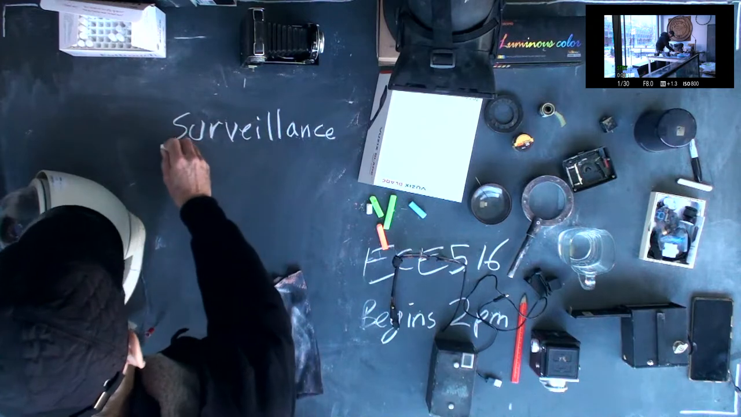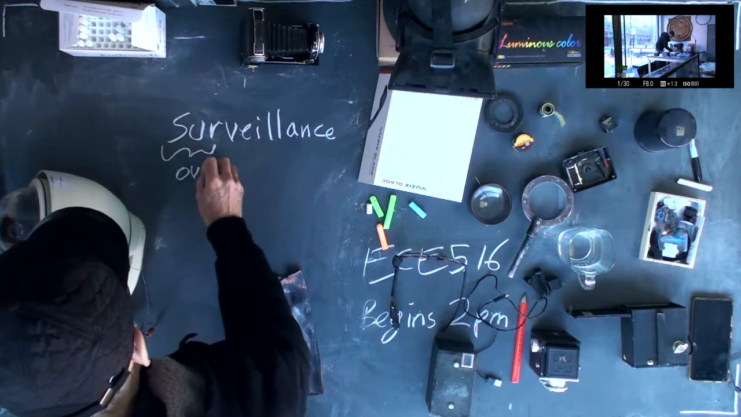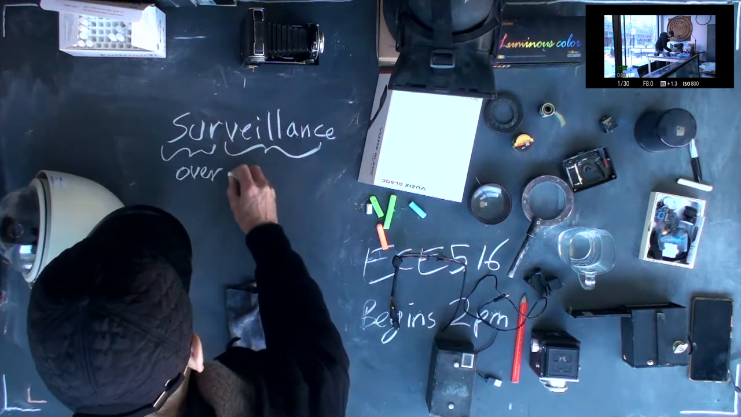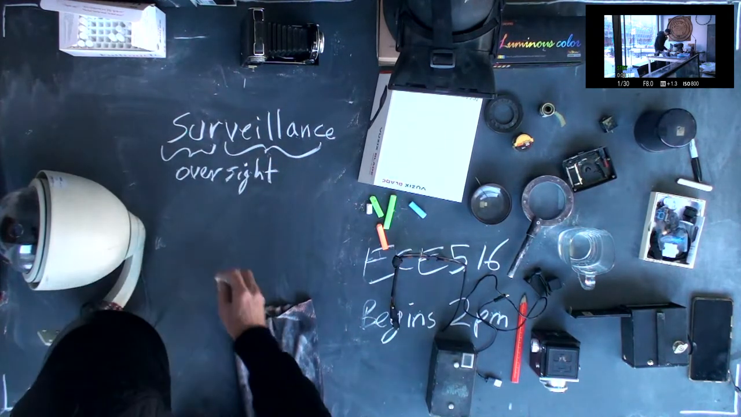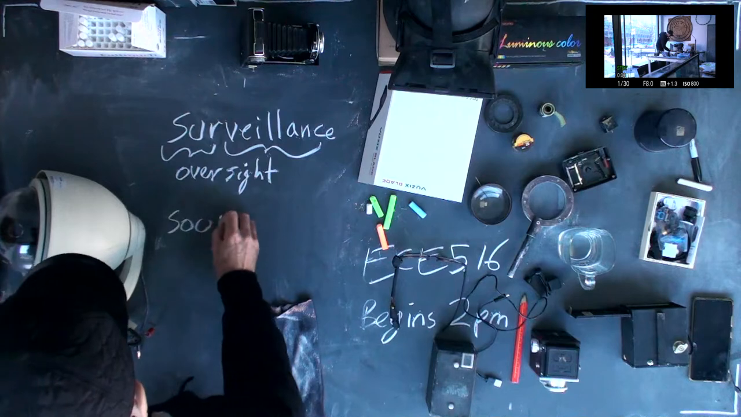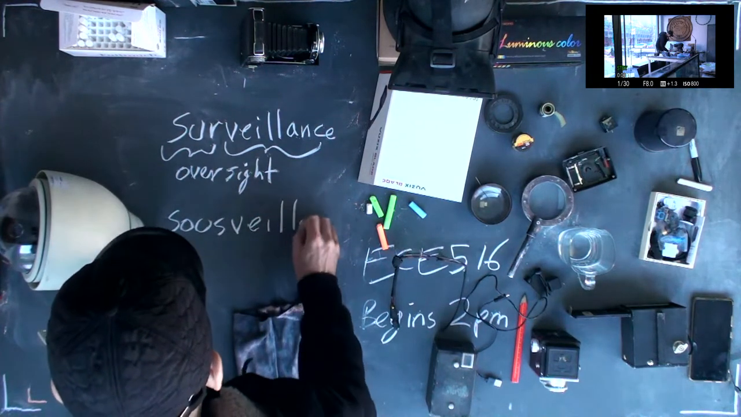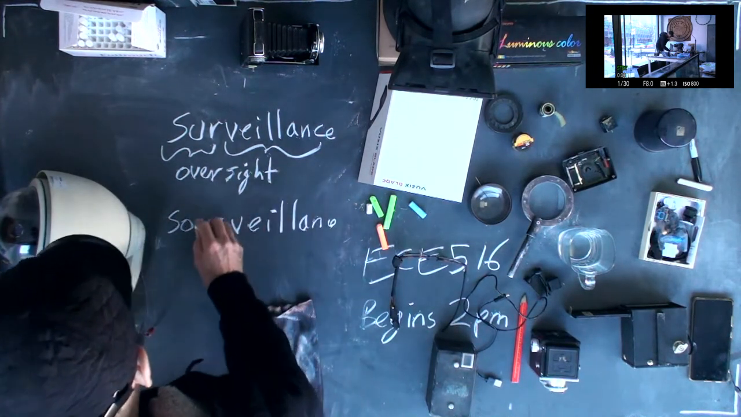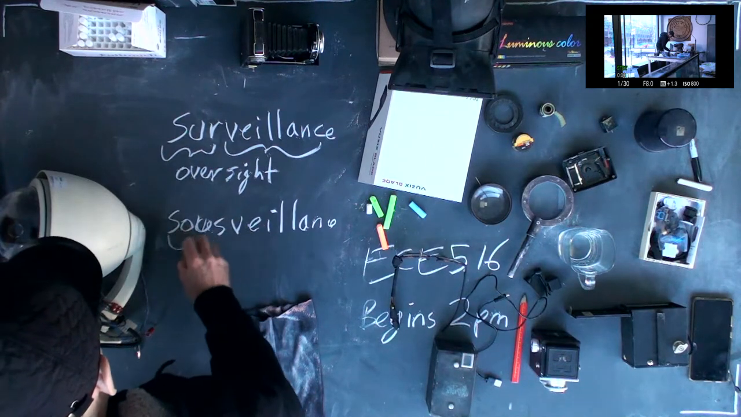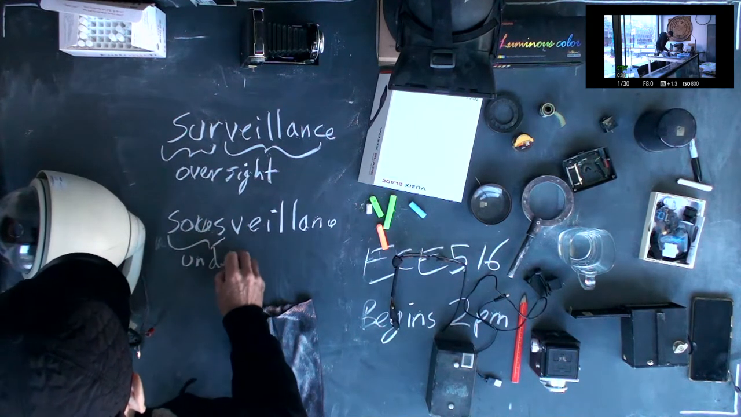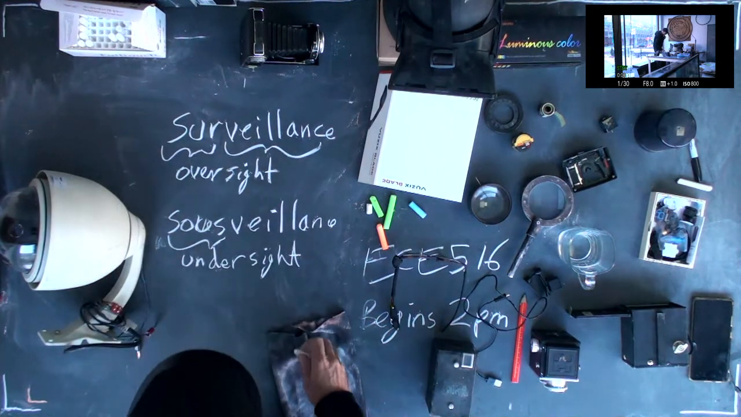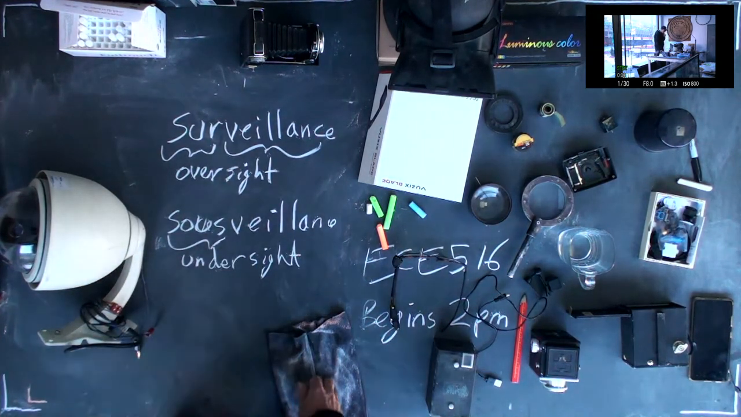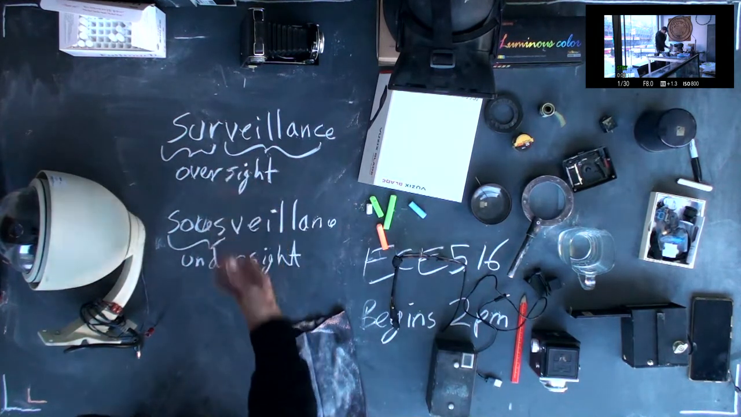which is a French word. Sur means over, and valence or valet means sight, so the closest English is over sight. And then there's another word, sousveillance. Sous is French for under. That means under sight. And the Oxford English Dictionary, the OED, defines sousveillance in terms of people photographing the police, in reverse of the police photographing the people.